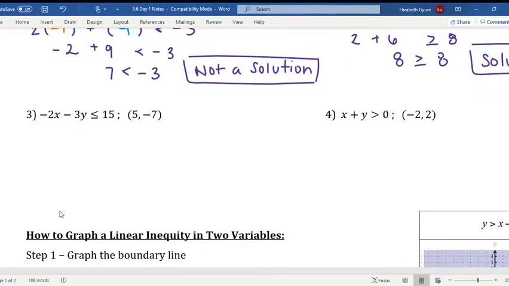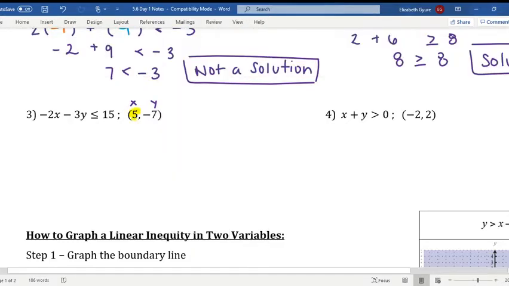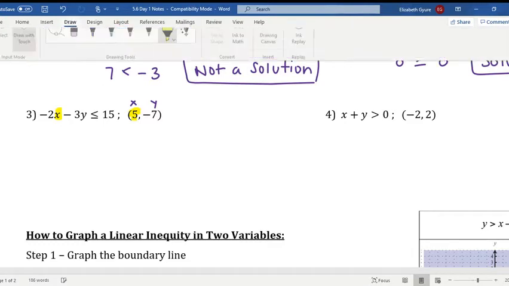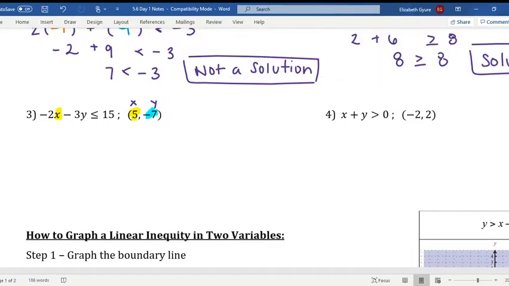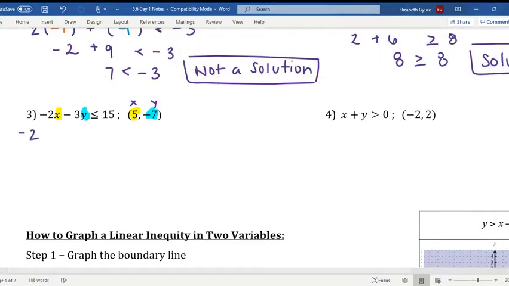All right, so let's take a look at number 3. We got negative 2x minus 3y is less than or equal to 15. So remember, we got our x, we got our y. So we are going to plug 5 in place of everywhere we see x. And we're going to plug negative 7 in place of where we see our y. So I would put your parentheses again, negative 2, parenthesis, minus 3, parenthesis is less than or equal to 15.